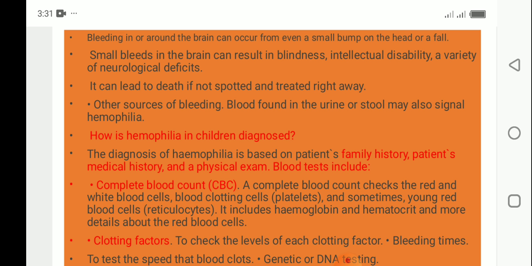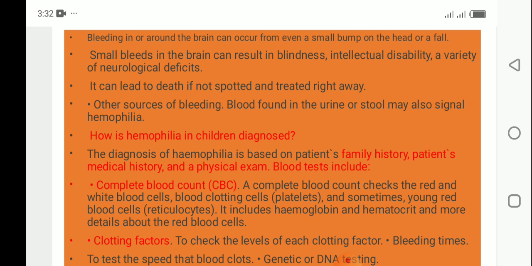And usually here what you see, HB will be reduced, the RBC count will be reduced, and the white blood cells also will be reduced from the normal level. Coming to the clotting factors, to check the level of clotting factor, you have to check the bleeding time and clotting time.